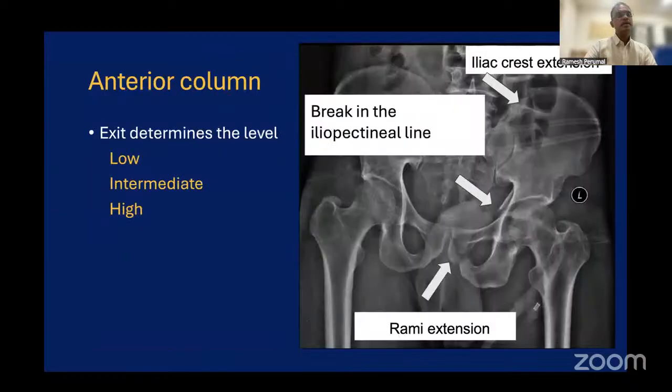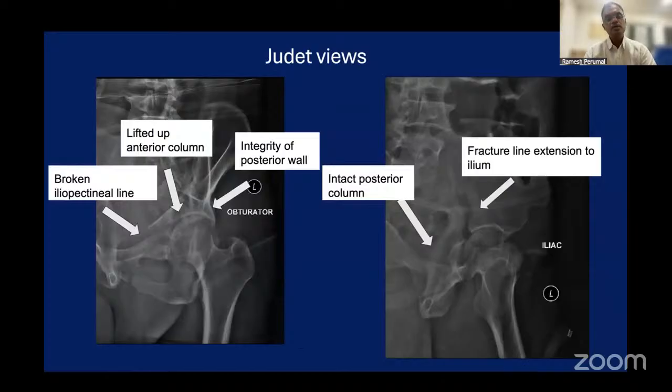When you come to the anterior column fractures, you can see the break in the iliopectineal line. The iliopectineal line can extend from the superior pubic rami up to the iliac crest. Depending upon the level of exit, it may be a low, an intermediate, or a high anterior column fracture, so the anterior column has been divided depending on the level of break. Here you can see the Judet views, as mentioned earlier. We can see a break in the iliopectineal line, and in the obturator view, the lifting up of the anterior column.